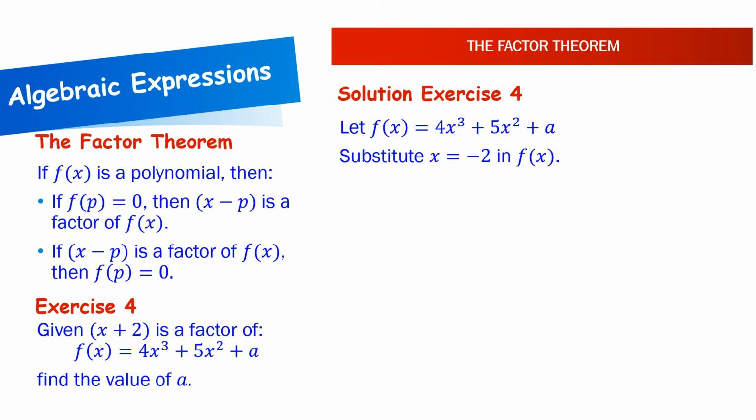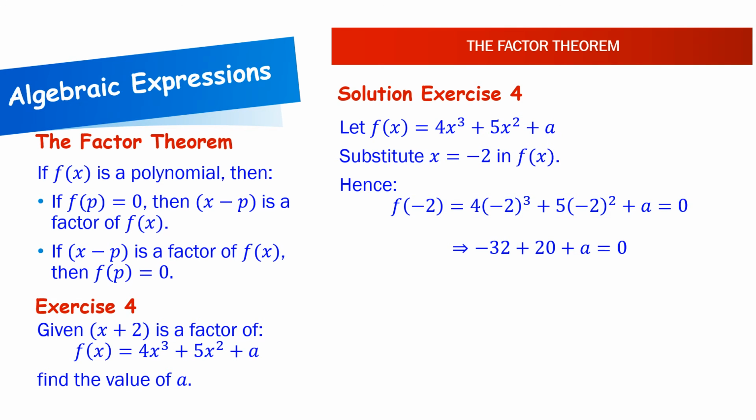If we substitute x equals minus 2 in f of x, let's see what we obtain. f of minus 2 equals 4 times minus 2 cubed plus 5 times minus 2 squared plus a. And this equals 0, since we know that x minus minus 2 is a factor of f of x. Hence, if we tidy up, we obtain that a equals 12.